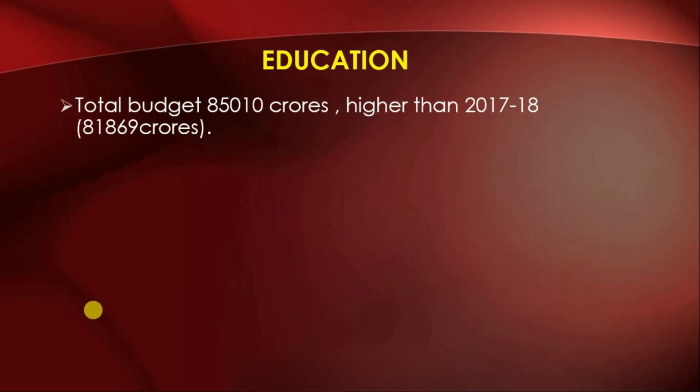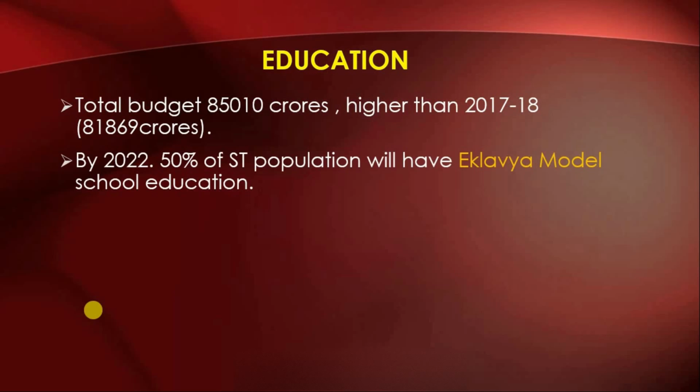Education. So the government spends 85,010 crores, which is higher than 2017-18's budget, which is 81,869 crores. One of the main objectives is Ekalavya Model School education for tribals. So what is this Ekalavya Model School?